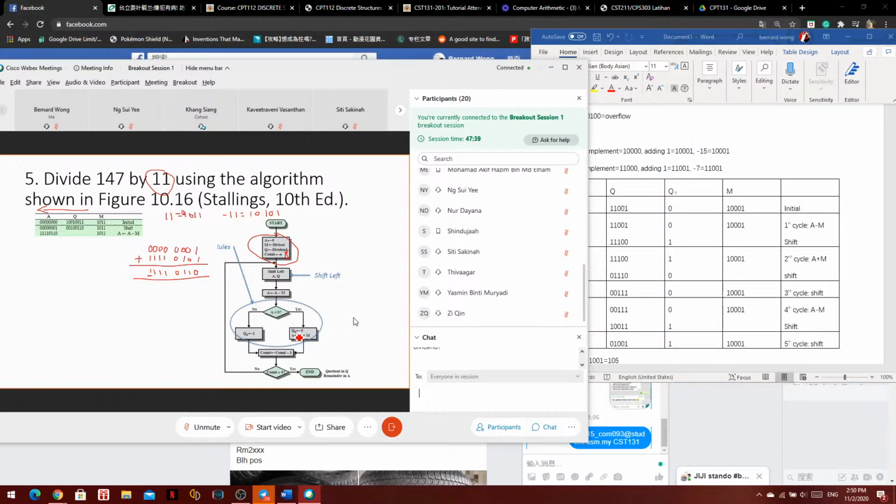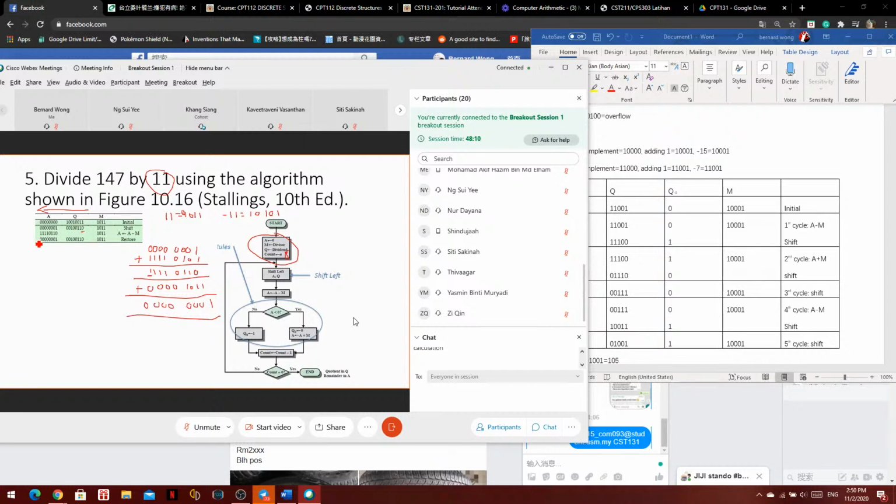Yes, then you set your Q0 equal to 0. Set this one equal to 0. Okay, it's already 0, so set it again to 0. And then do a plus M again. Plus M means plus this one. So 0, 0, 0, 0, 1, 0, 1, 1. Plus again, the answer actually equals 0, 0, 0, 0, 0, 0, 0, 1.